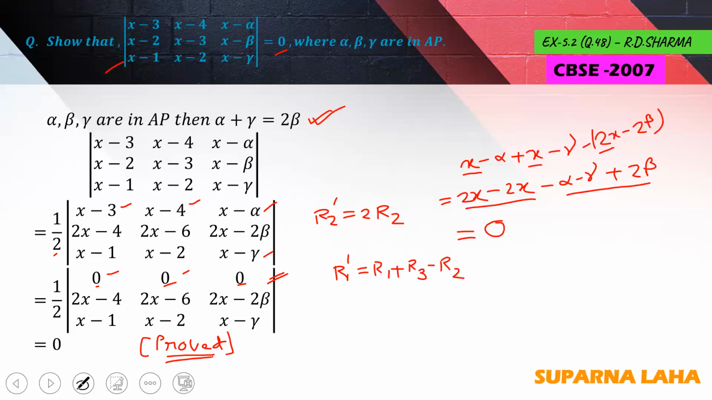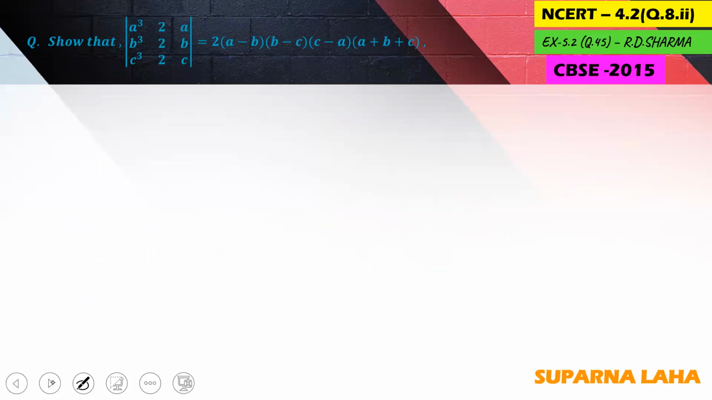So moving to the next problem. This determinant value is given by 2 into a minus b, b minus c, c minus a, a plus b plus c. So you can find different problems of this type where you just need to apply the properties of determinants and find the determinant value. Same type of problems, and so many problems are there. They are very close to each other. So most of the time the operations we need to use are also the same type.